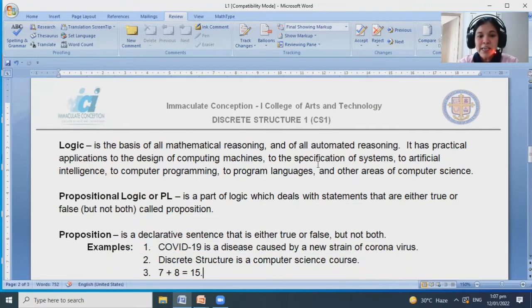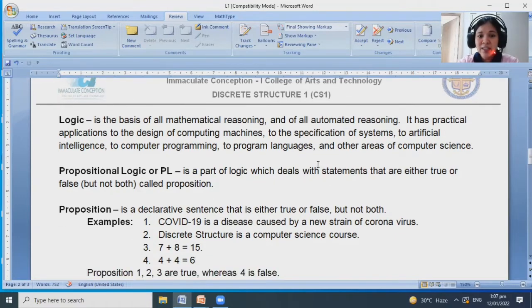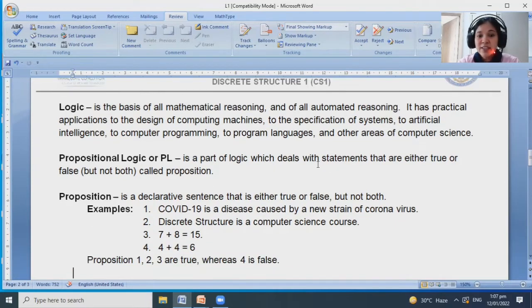Propositional logic or PL is a part of logic which deals with statements that are either true or false, but not both, called propositions. I know that you have encountered this in Mathematics in the Modern World. When we say proposition, that is a declarative sentence that is either true or false, but not both. What is a declarative sentence? A declarative sentence is a kind of sentence that ends in a period.